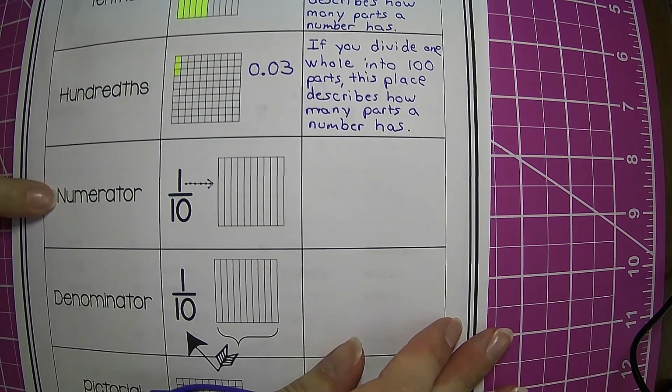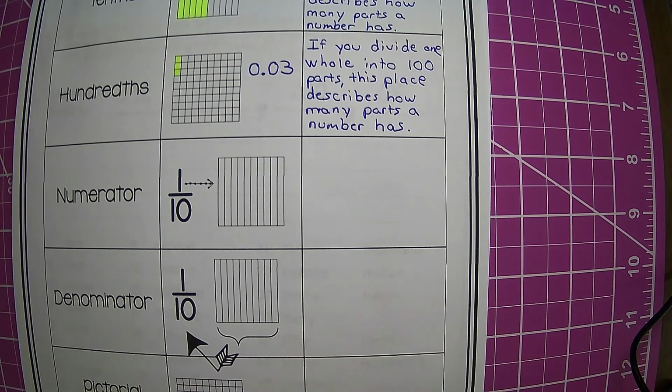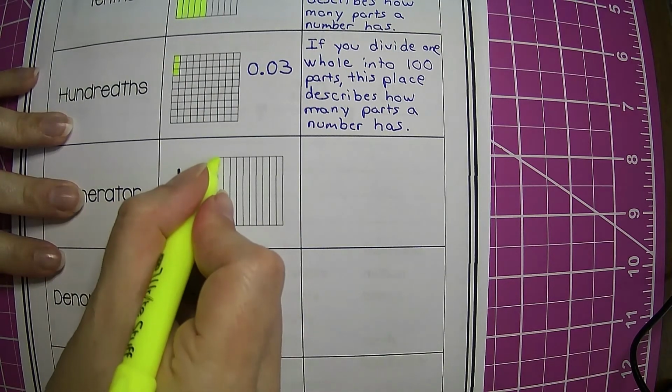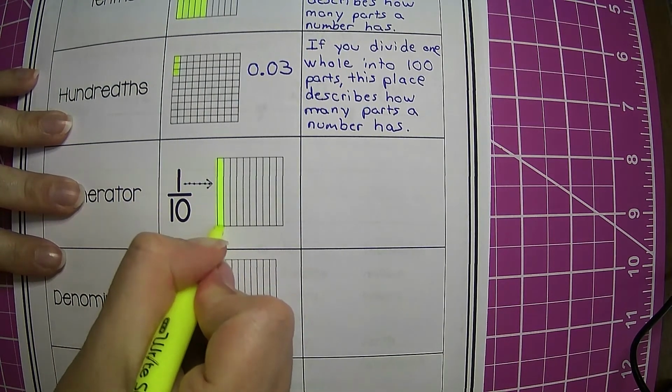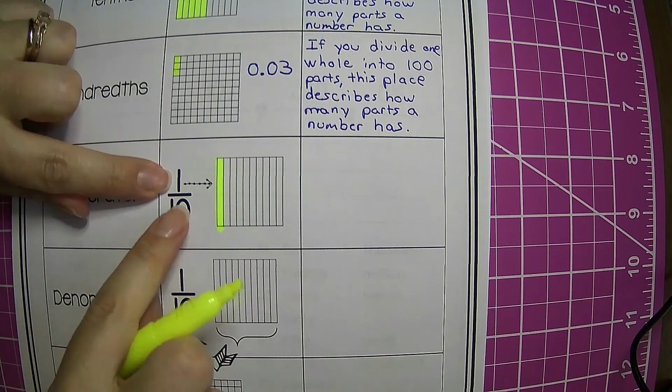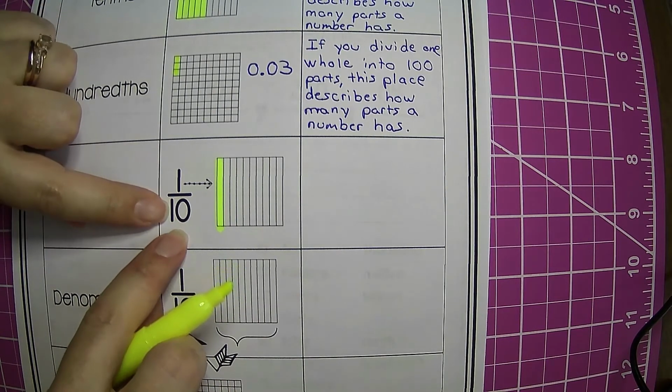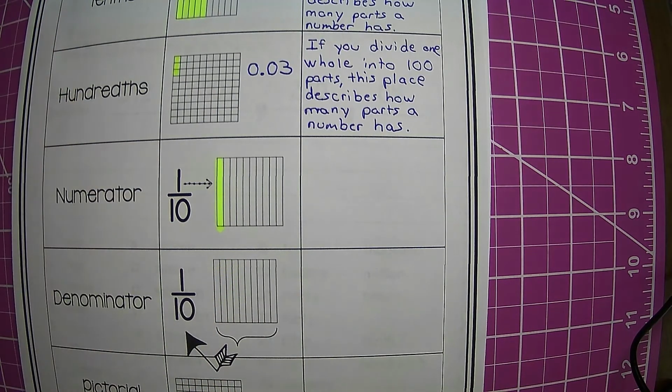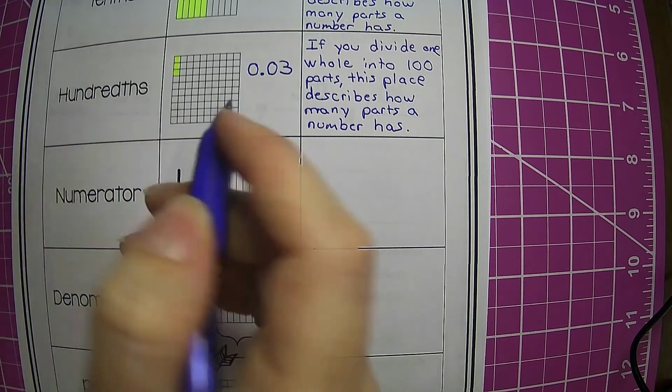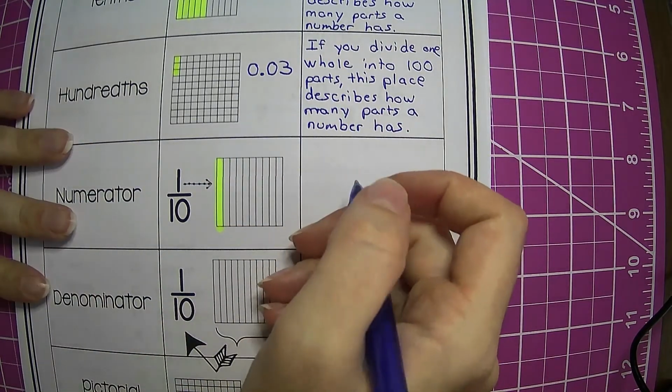All right, so next we have our numerator. If I color in 1, I have 1 out of 10 colored in. So the numerator describes the number of parts being either shaded, colored in, or being considered.